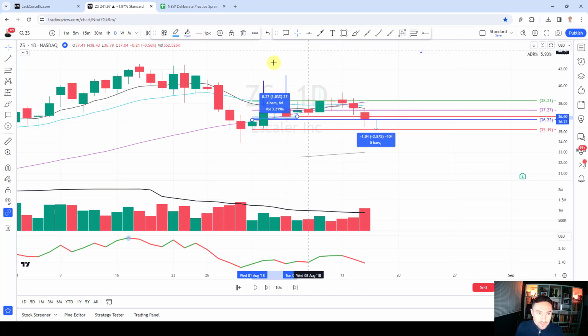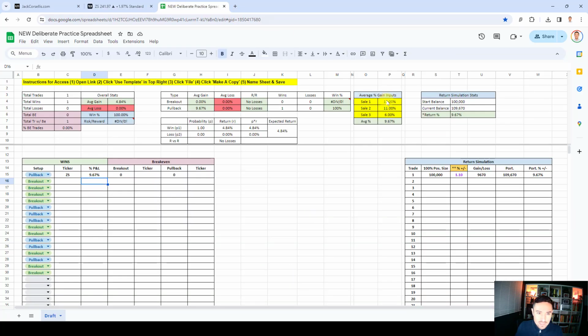So now what we do is input that into our spreadsheet. So we go 6, we go 1, and we go 1. That's going to be another pullback buy. So I'm going to put pullback, I'm going to put Zscaler, and the average gain there is 2.67%.